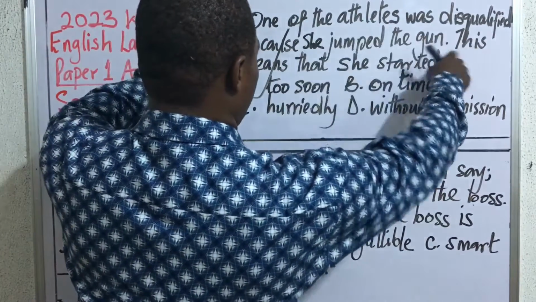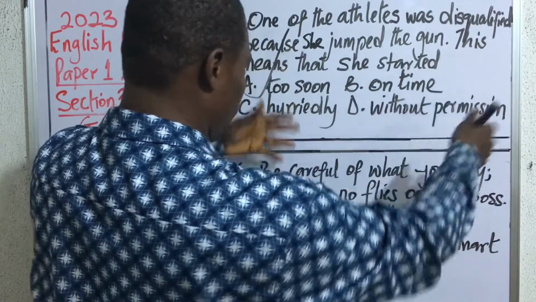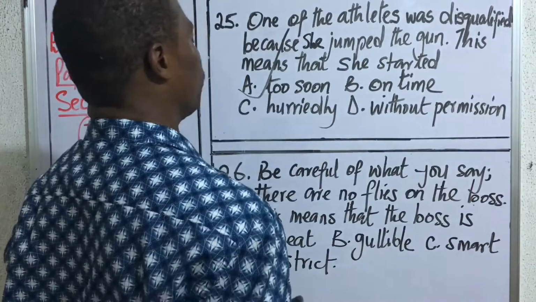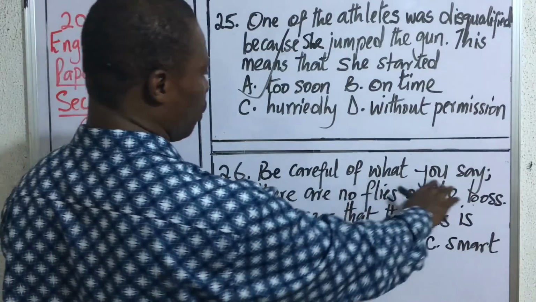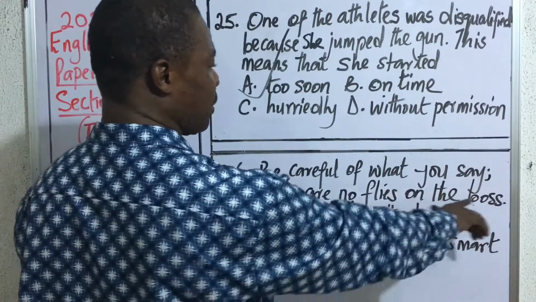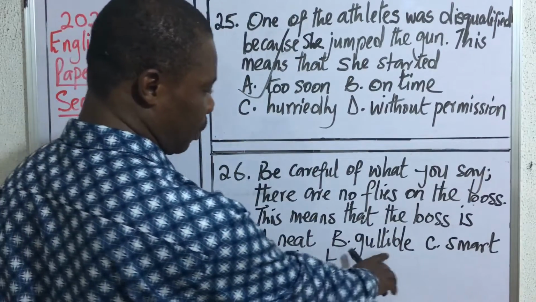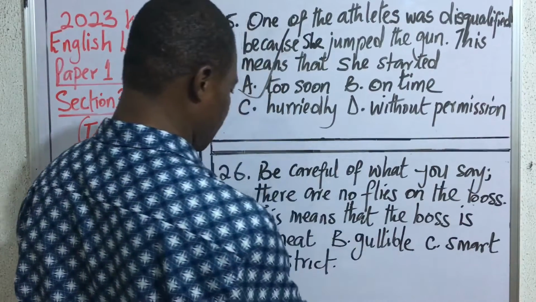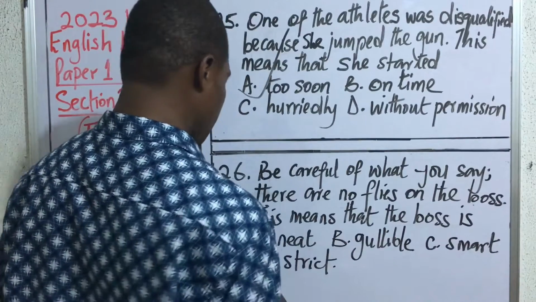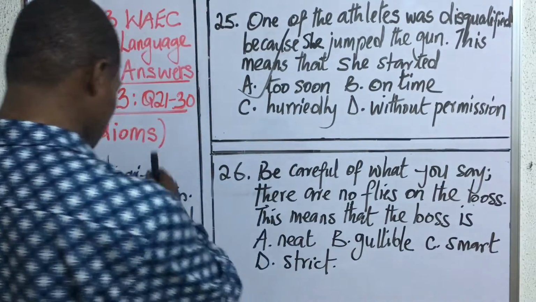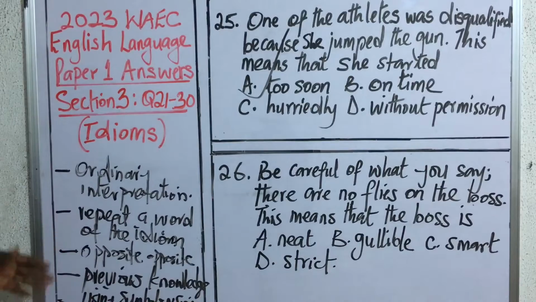So a problem like this, you can just use previous knowledge. To jump the gun is to start too soon. 26. Be careful of what you say. There are no flies on the bus. This means that the boss is A, neat, B, gullible, C, smart, D, strict. Right. So for a problem like this, you can use the rules carefully.